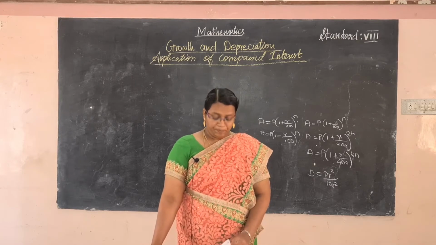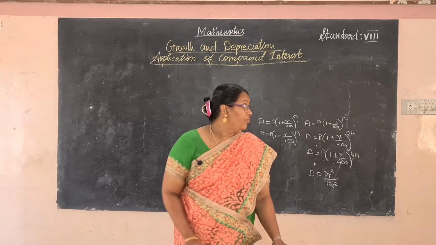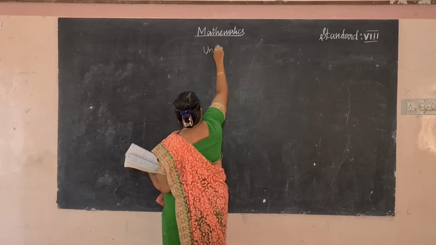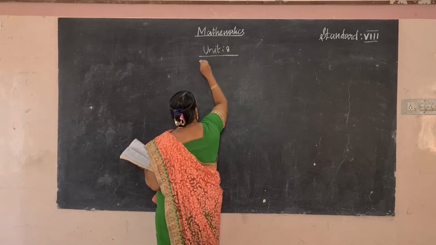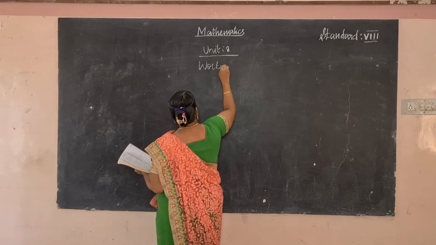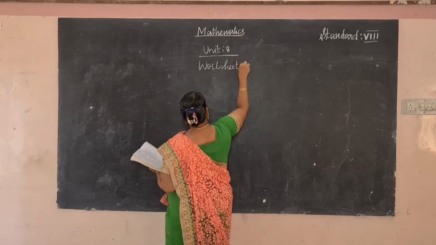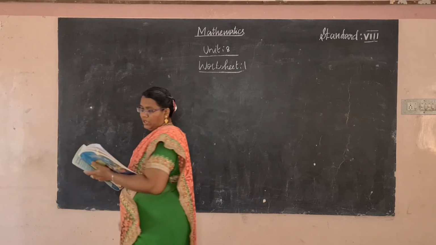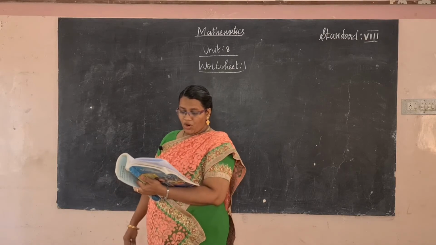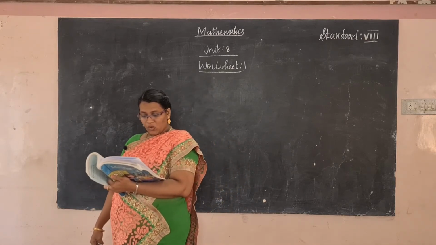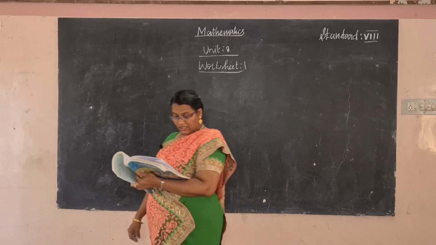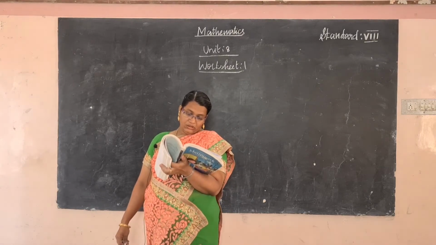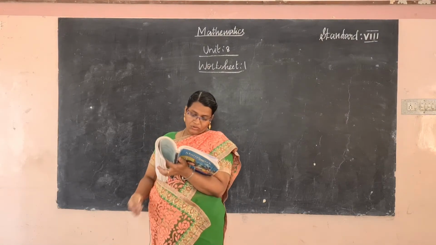Now we move to the worksheet 1 problems. Worksheet 1: fill in the blanks and state true or false are homework, and the third problem, calculate the simple interest on the rupees, is also homework. Now see the fourth problem.